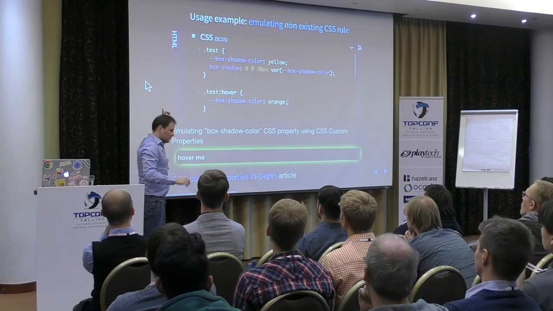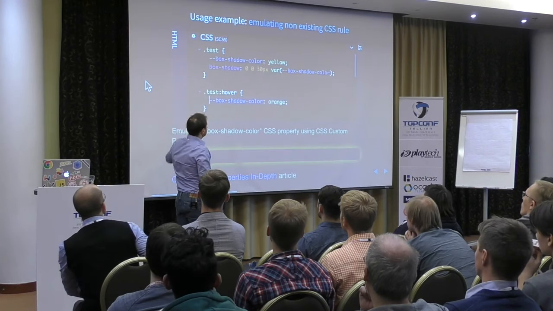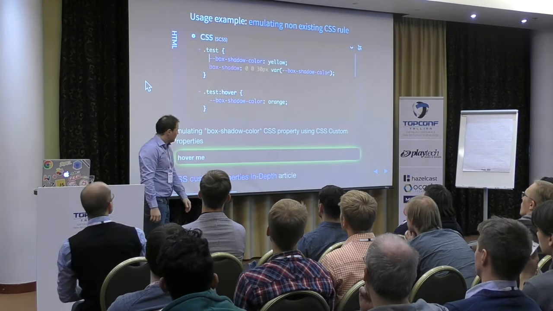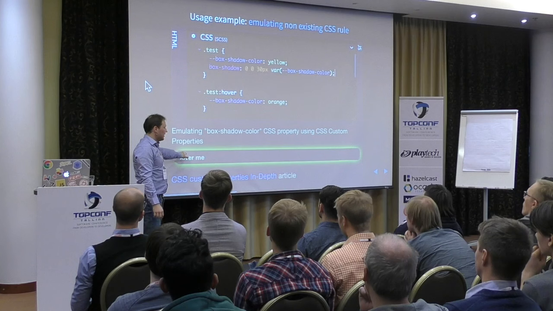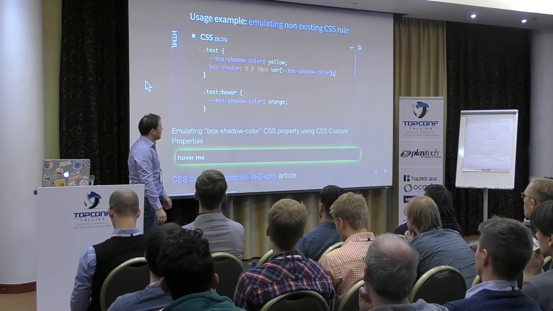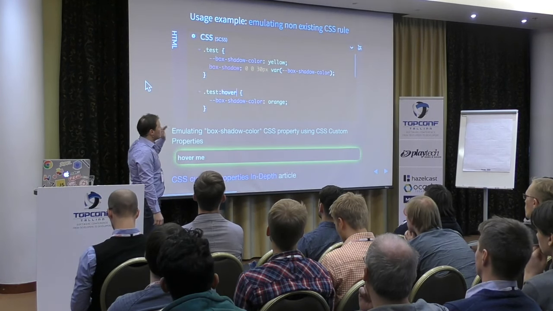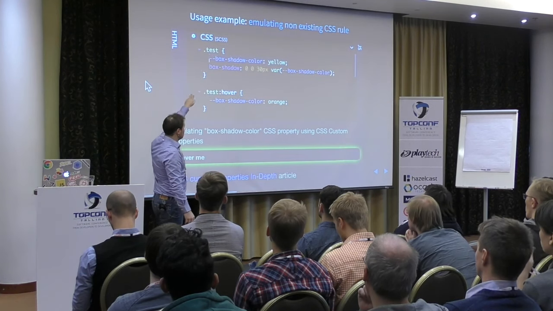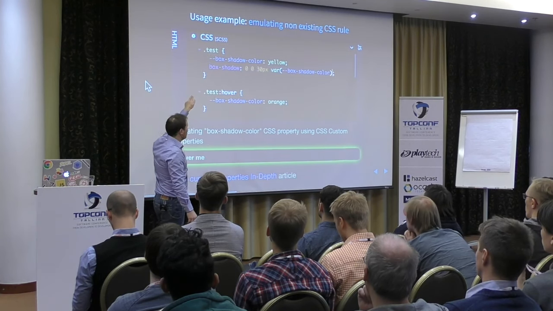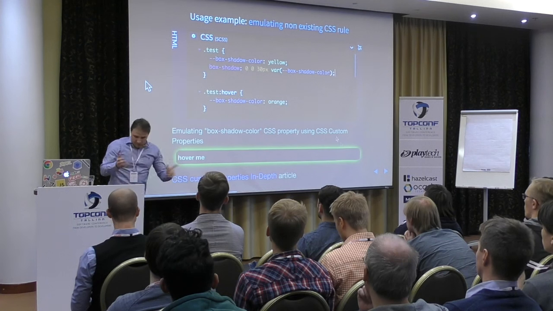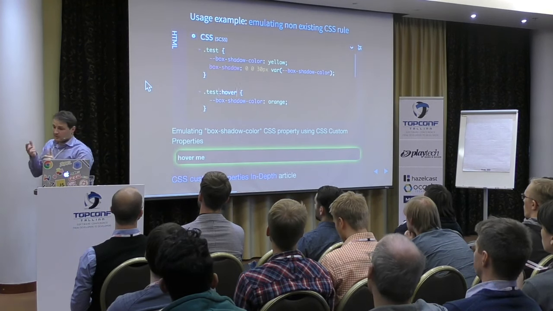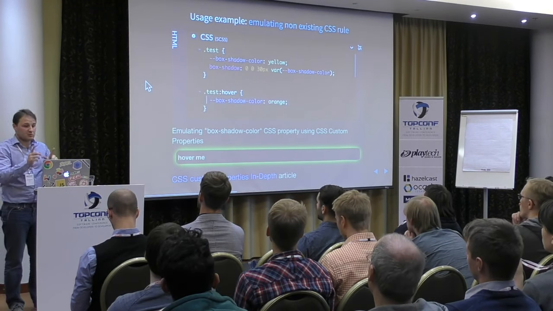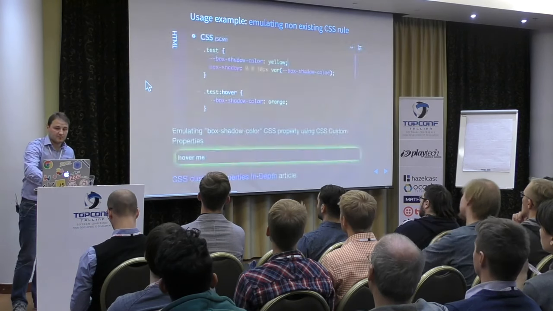Box shadow color still doesn't exist in CSS. So for this property, let's say on hover you just want to change the color of the box shadow. What do you do now? You provide box shadow 0, 0, 30 pixels and a new color. What I want to do is just change a custom property, box shadow color. So you can use CSS variables, actually the proper name is CSS custom properties, to provide non-existent properties as well.